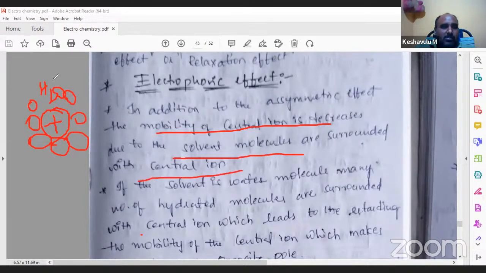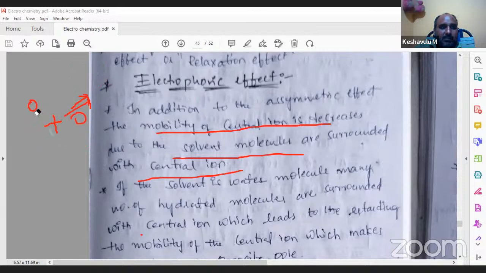These solvent molecules are what? Water, if water is used as the solvent. These water molecules surround the central positive ion or the central negative ion. Therefore, the mobility of the central ion may decrease due to the surrounding water molecules. That effect is called the electrophoretic effect.